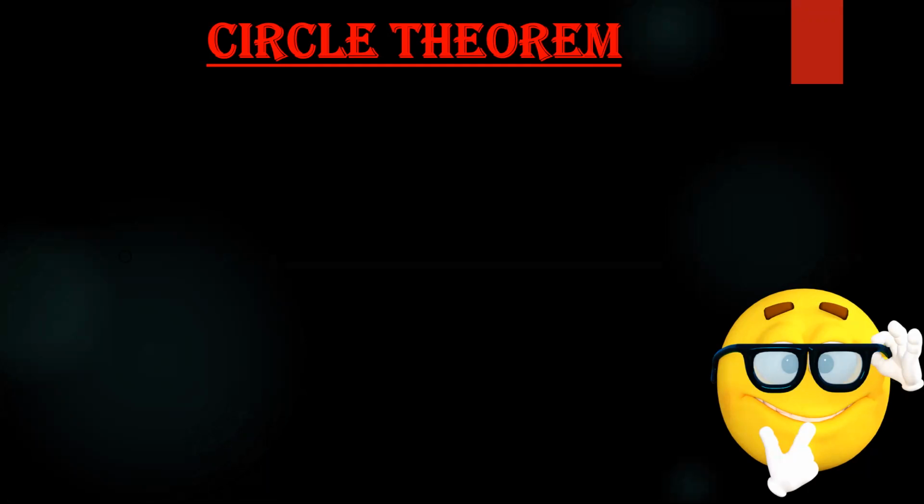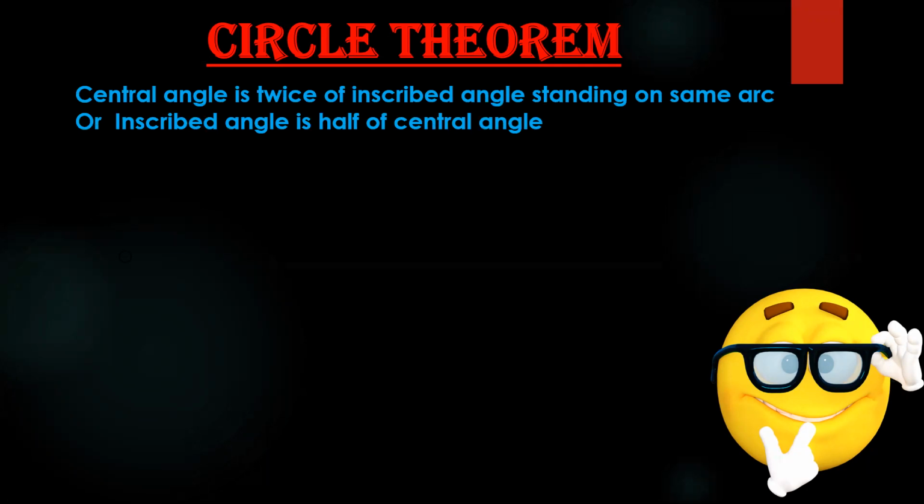Today we learn about the circle theorem. Okay, let's start with the first theorem. The central angle is twice the inscribed angle standing on the same arc, or the inscribed angle is half of the central angle. We have already understood the central angle and inscribed angle. Today we are going to see the relation between them.